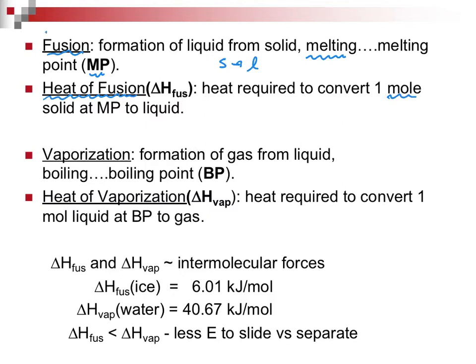So that is melting. And what we also have is boiling. Boiling is referred to as vaporization, and that's when we have the liquid go to form the gas, and that takes place at the boiling point, or BP. We have associated with that an enthalpy called the heat of vaporization, and it's the heat required to convert 1 mole of liquid at the boiling point to the gas. You'll see more of this on my following slide.